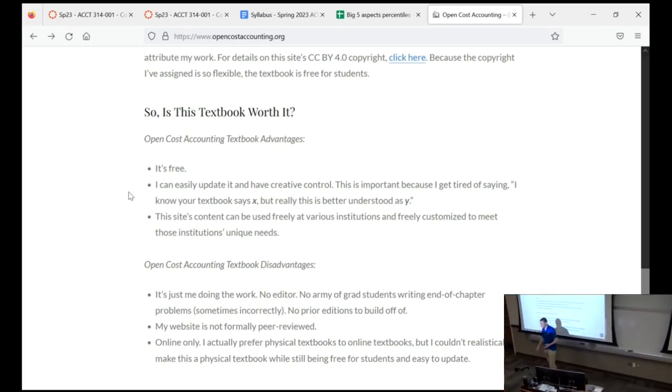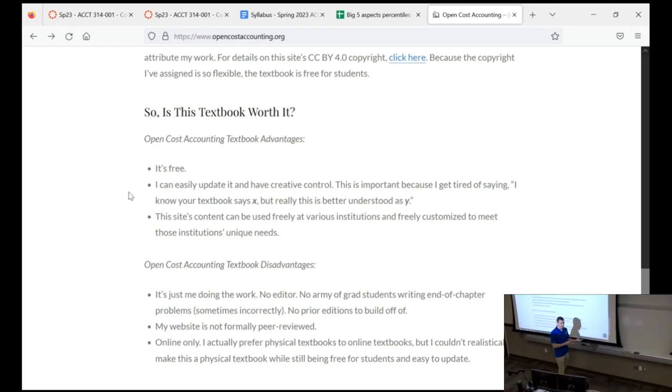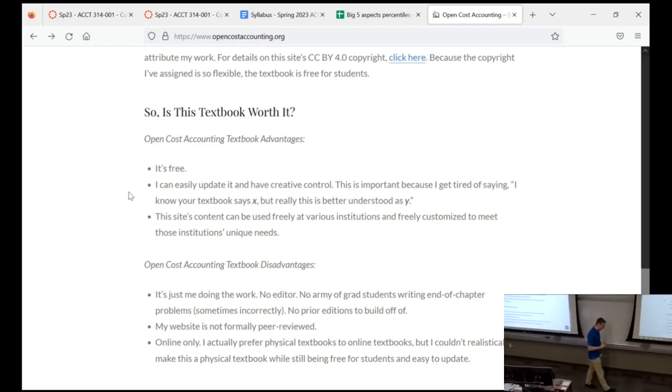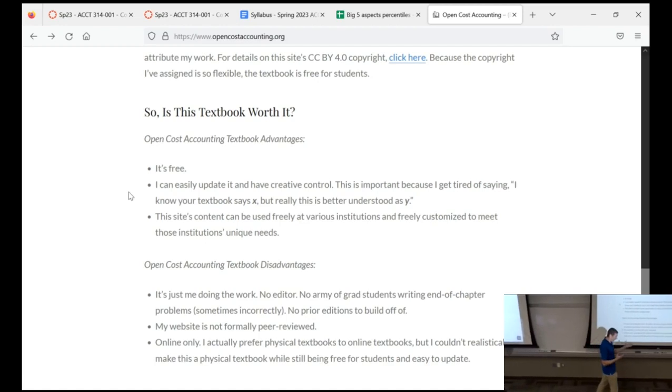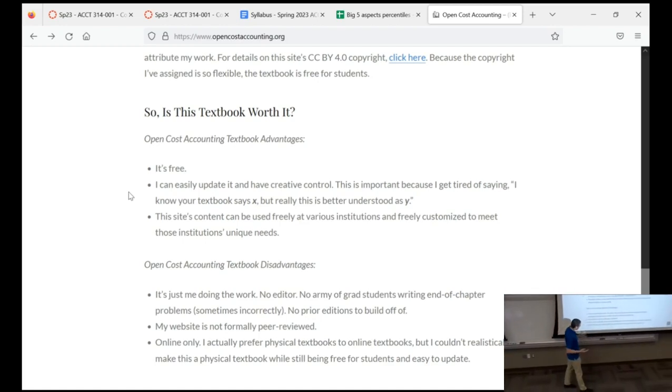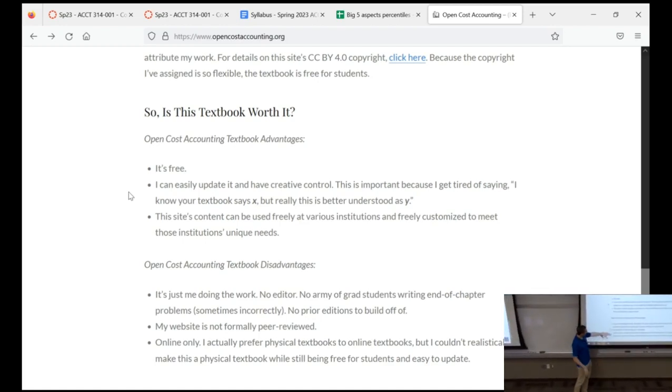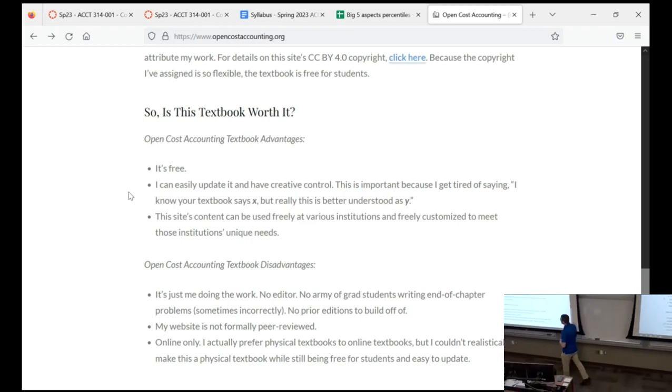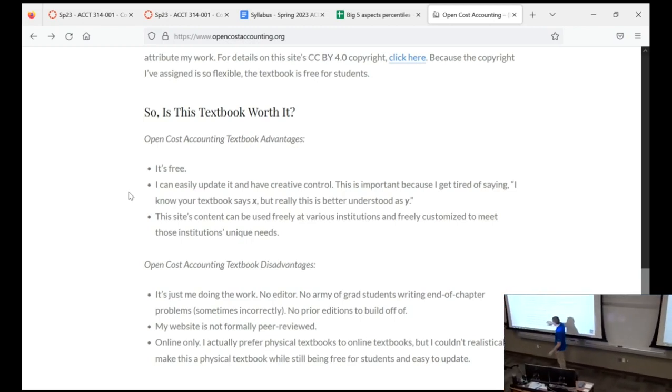I know in some classes, such and such topic wasn't clear in class, so I'm going to go read it in the textbook. Or at least I have done that. Maybe you haven't, but I've had that experience. And that is a benefit to having two voices teaching there, the professor and the textbook. So that's a possible disadvantage, that it's all one voice. All right, the other thing is it's just me doing the work. There's no editor. There's no army of grad students writing problems. That means that the website's not formally peer reviewed.